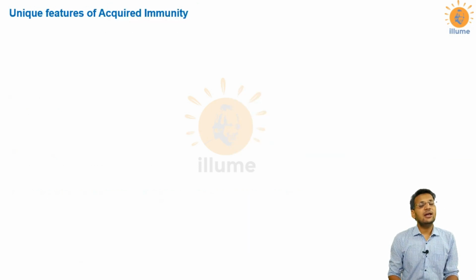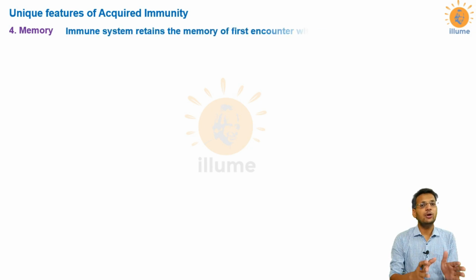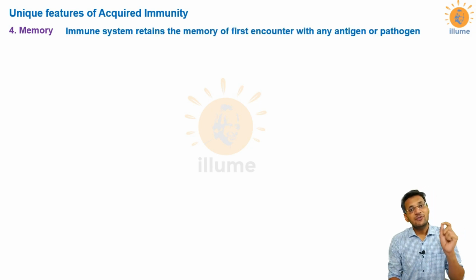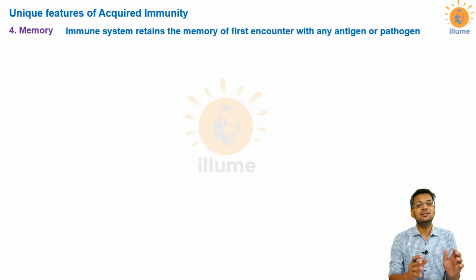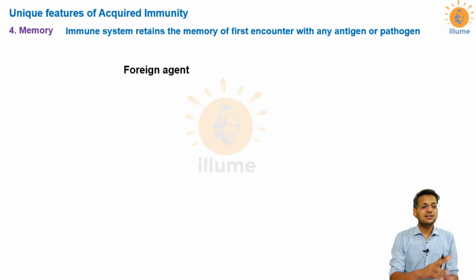The next and the most important property of acquired immunity is memory. That means your immune system retains the memory of the first encounter with any pathogen or antigen, and will always remember that antigen or pathogen. If that same antigen or pathogen enters your body the next time, your immune system would produce a very heightened response against it. I'll discuss it in detail.